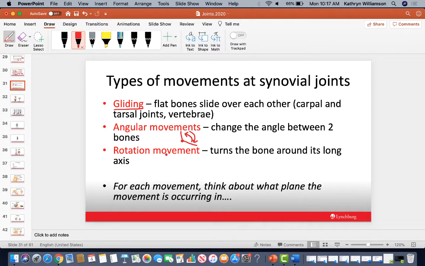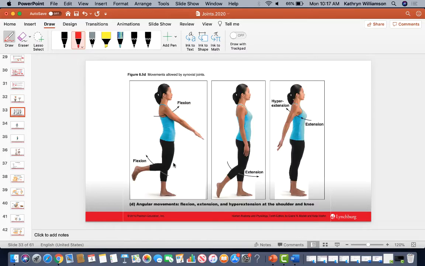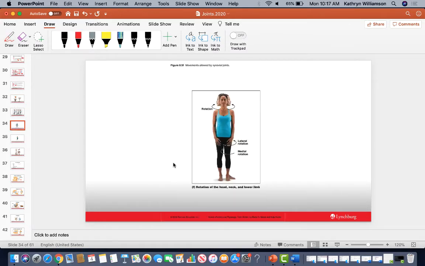And then a rotation is going to be turning the bone around its long axis or an axis of rotation. That's more like saying no with your head. Every time you see a movement, think about what plane that movement is occurring in. So I've got some images of movements here. These are movements that you should be familiar with, and these are taken from your textbook.